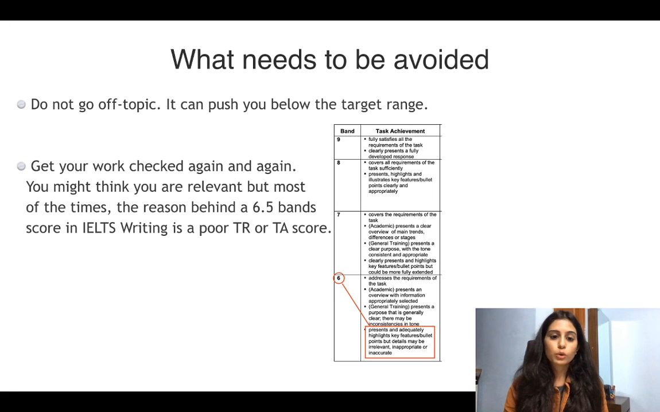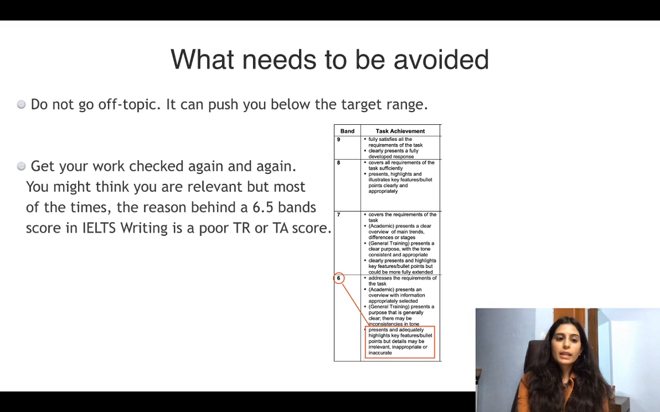All right. So make sure whatever the question is asking, you stick to that and build up or answer in accordance with that itself. So do not go off topic. Definitely, if you go off topic, you would be getting down from a 7 to a 6-band score, and that is something that we should avoid in all scenarios. In all cases, it can push you below the target range.